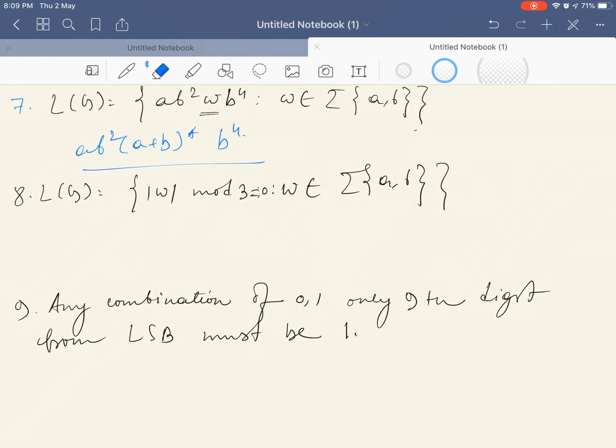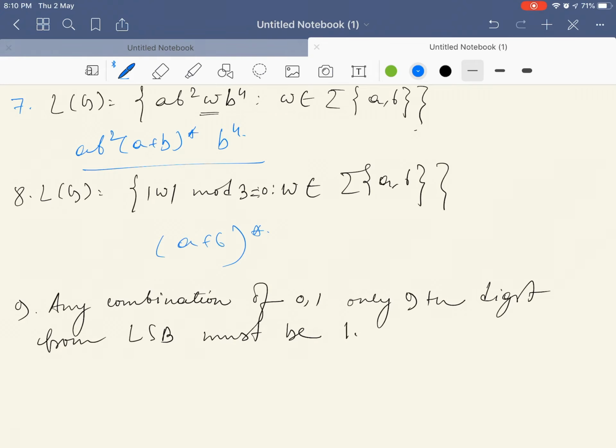So as we found out, the string may be any combination of a and b. So any combination of a and b will be represented by how? It may be represented by (a plus b) whole star, right? Now any combination of a plus b, but the length must be 3 or an integral multiple of 3.